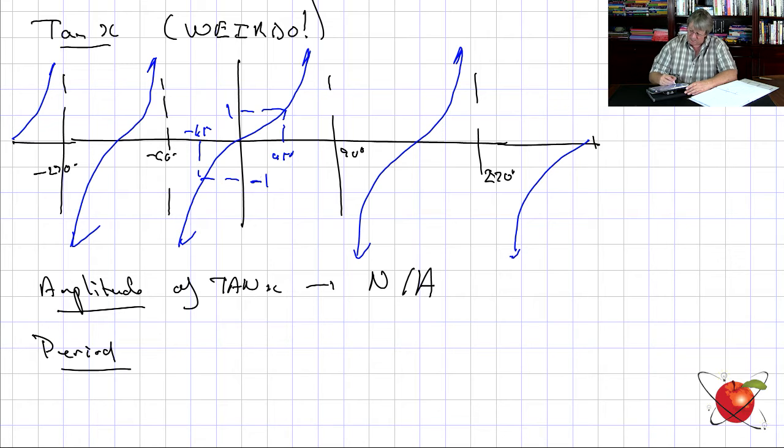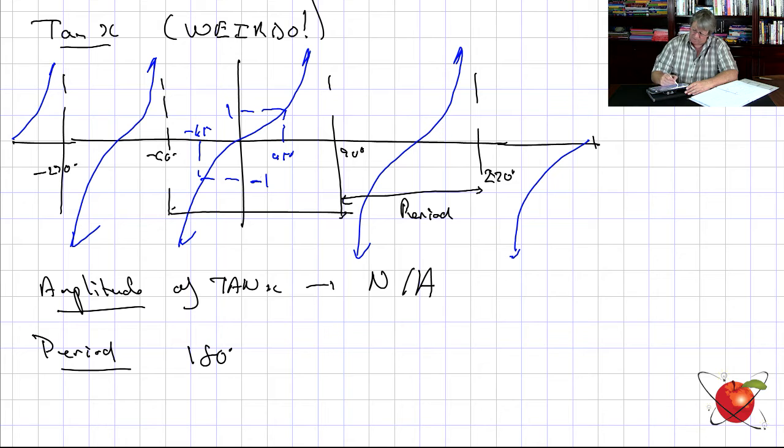What is the period of a tan graph? Where it repeats is 180 degrees. Look, there's the period. It repeats every 180. Minus 90 to plus 90 is 180 degrees. It's the point where it repeats itself, and you can pretty much see that straightforwardly, can you not?